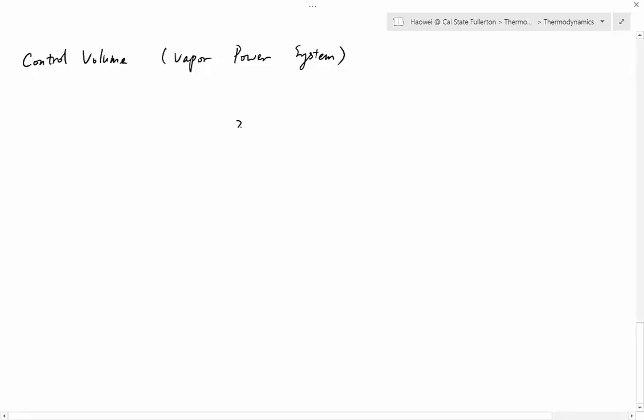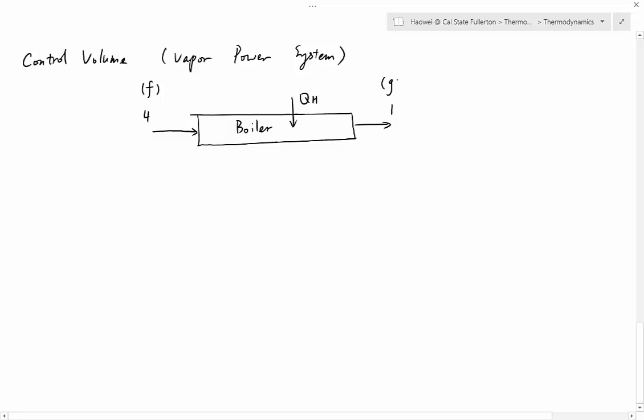First of all, we have a boiler. Inside a boiler, you burn a fuel to generate a lot of heat. And then we have a pipe going through this boiler. Inlet we call number 4, outlet we call number 1. At number 4, it's usually saturated liquid water, point F. Cold water goes in at number 4, and then it will gain heat released from combustion. It will heat up, so what comes out of the boiler is usually saturated water vapor, point G.